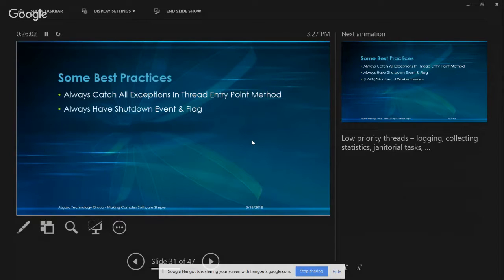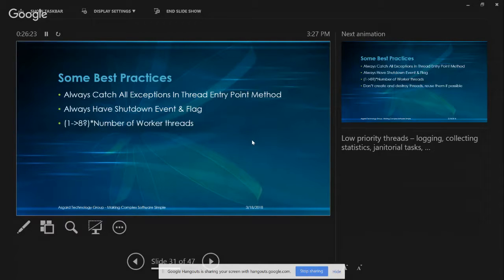I always like having a shutdown event or flag so that your system can be shut down quickly, because now you've got multiple threads. Any one of them can stop your application from closing when the user wants to. So, we can get back to that later.